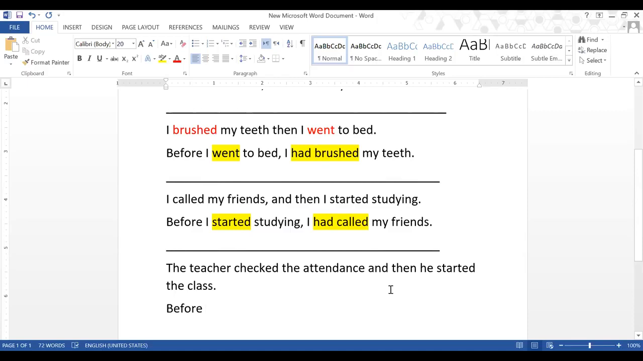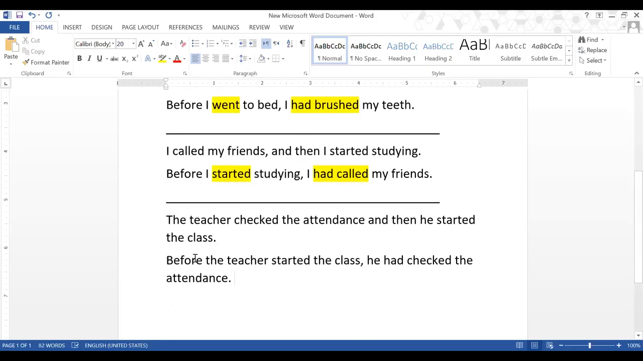Before he refers to the teacher, you can say before the teacher started the class, he had checked the attendance. Thank you so much. He had checked the attendance. Amazing. Good job. So this is it. So we have here started and had checked.